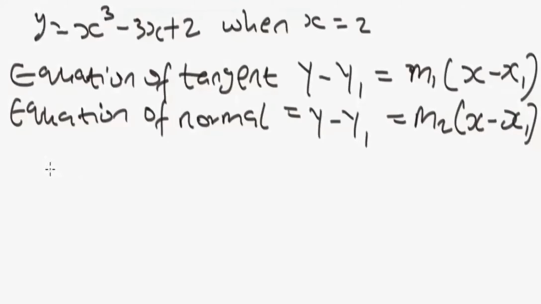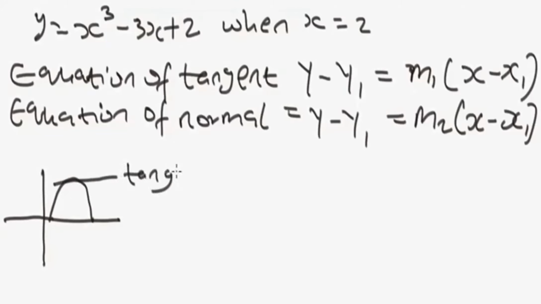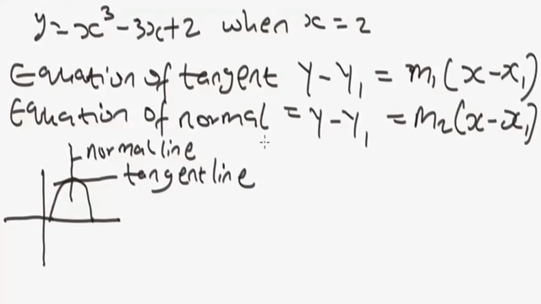Now let me show you line of tangent and line of normal in a graph. Let's say this is a graph and we have a curve here. So this is the tangent line, whereas the line comes like this. This is the normal line. Alright, so it's important to take note of this. So having known this, let's go ahead and solve this question.